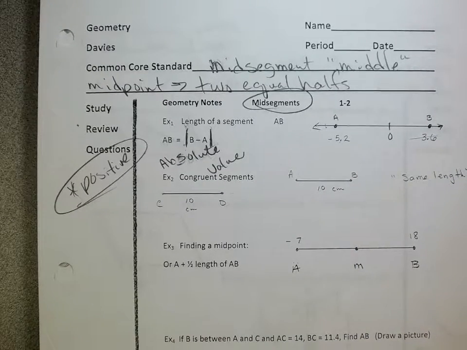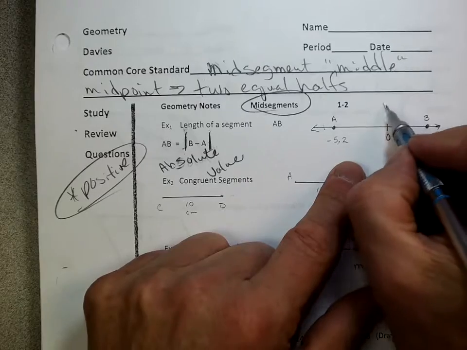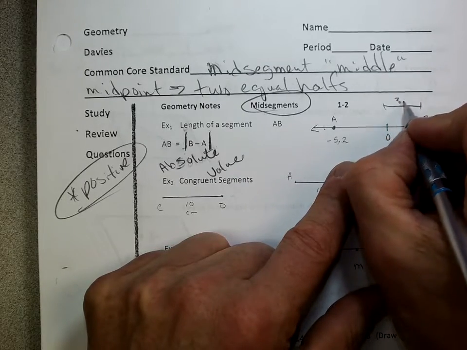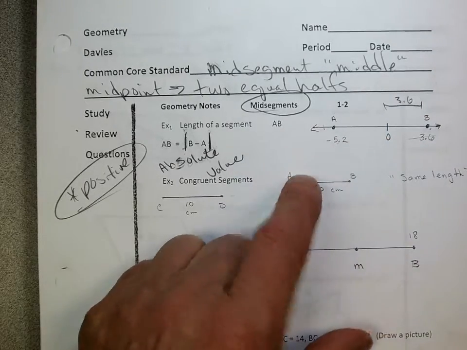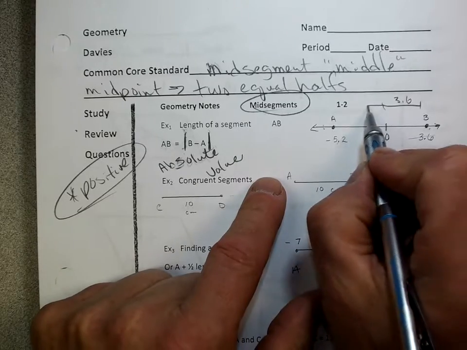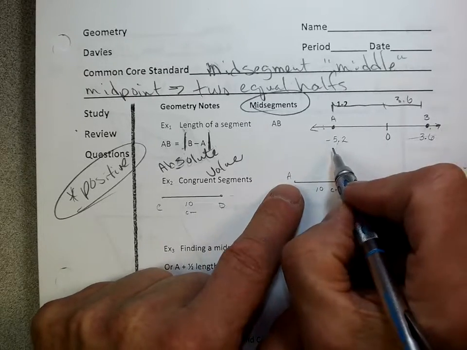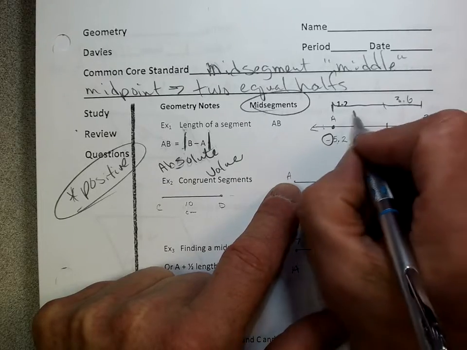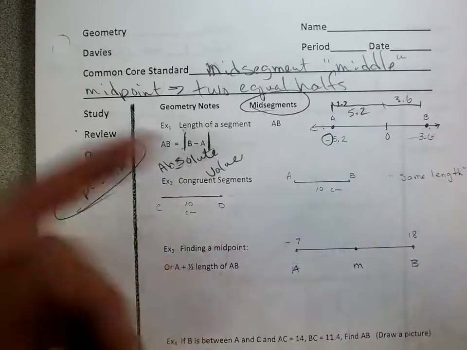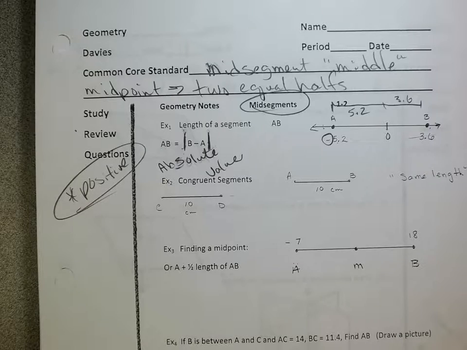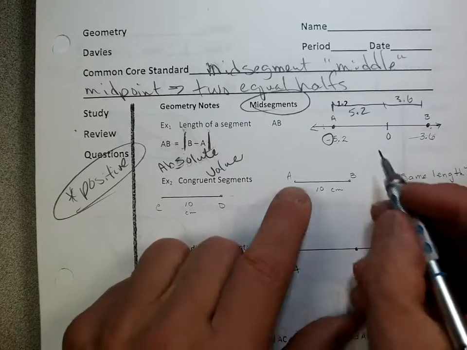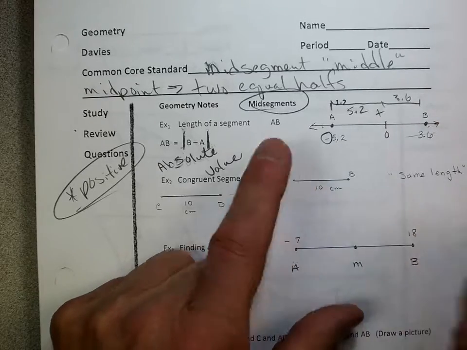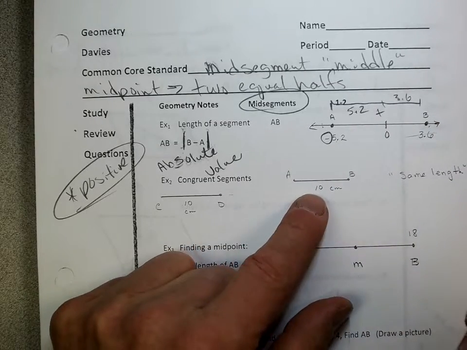So then if I take a look, the distance from 0 to B, that's 3.6. Now the distance from 0 to A is not negative 5.2. It is 5.2. And that's where the absolute value comes in, right? It has to be a positive value. So if I wanted the full distance, I just add them together, right? I go, okay, 5.2 plus 3.6, what's that, an 8.8, I think?